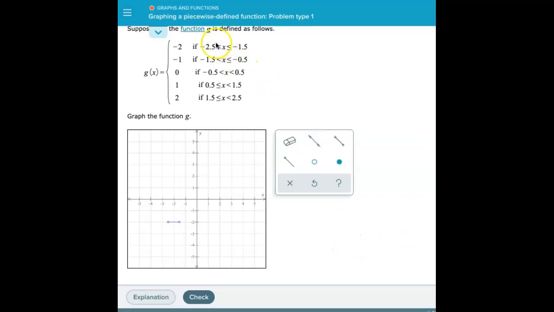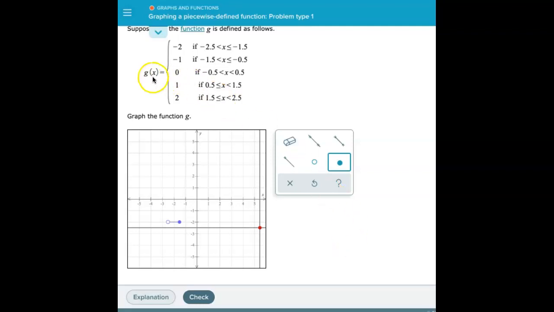And then because we have this less than sign instead of less than or equal to, that means we don't want to include -2.5. So we're going to put an open dot on that side. And then less than or equal to -1.5 means we do want to include x equals -1.5. So we'd have a closed dot on the right-hand side. And that's our first piece.